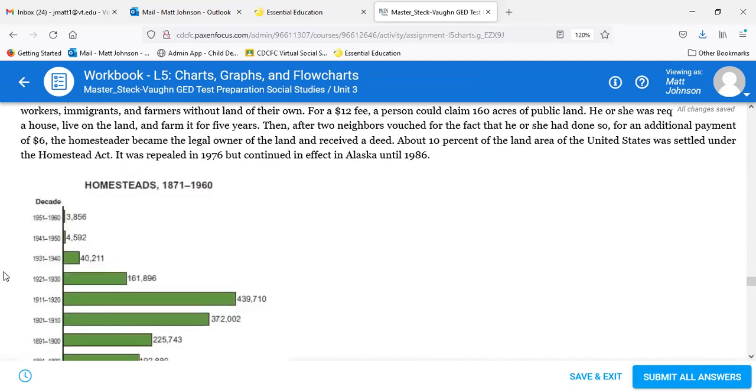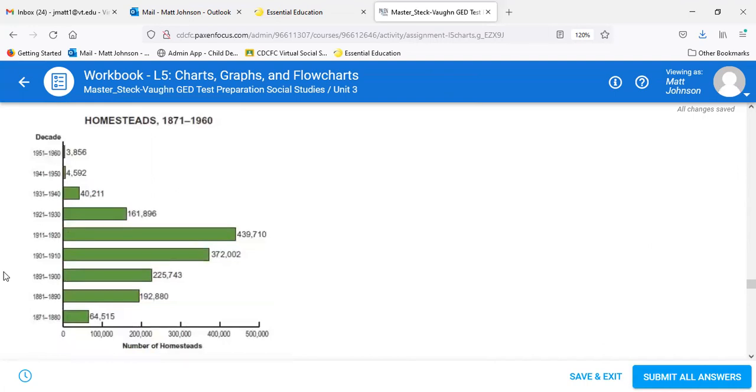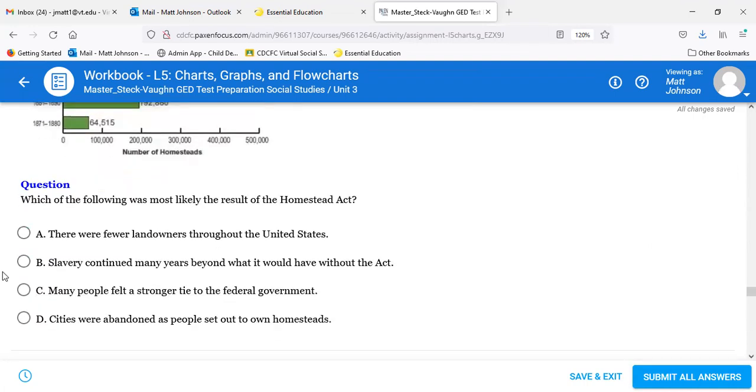Let's see here. So our Homestead Act again. Sasha Gay, could you read number 8 for us? Which of the following was most likely the result of the Homestead Act? A, there were fewer landowners throughout the United States. B, slavery continued many years beyond what it would have without the act. C, many people felt a stronger tie to the federal government. D, cities were abandoned as people set out to own homesteads. I'm thinking either B or D.